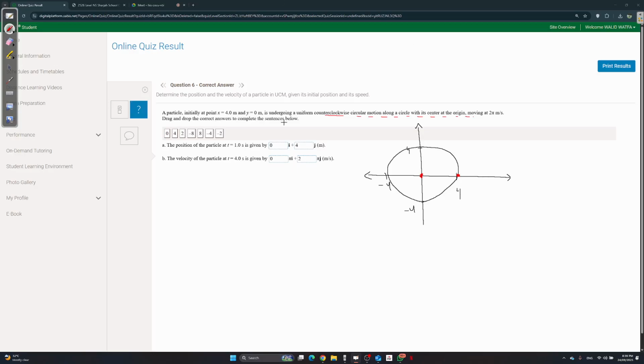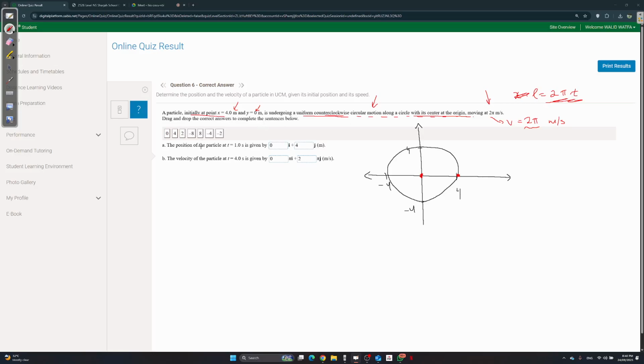Alright, so over here you have a particle initially at point (4, 0). So I wrote it here, (4, 0). It is undergoing a uniform counterclockwise circular motion. So it's moving along a circle with its center at the origin, moving at 2 pi meters per second. So this is the velocity, 2 pi meters per second. So this is the speed. Every second it's traveling 2 pi. So you could say that the position or the distance traveled would be 2 pi times the time. But we don't care about that. Let's forget about that for a second.